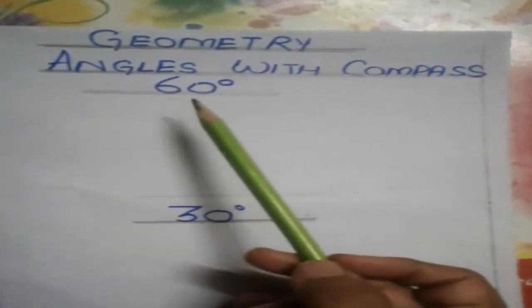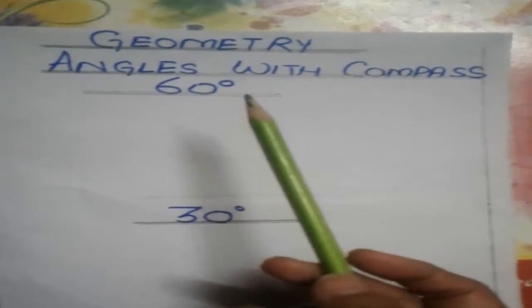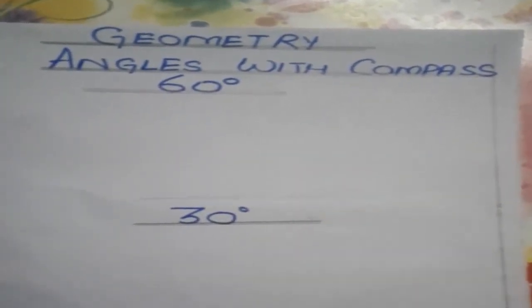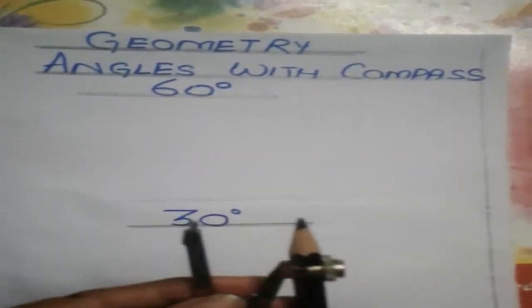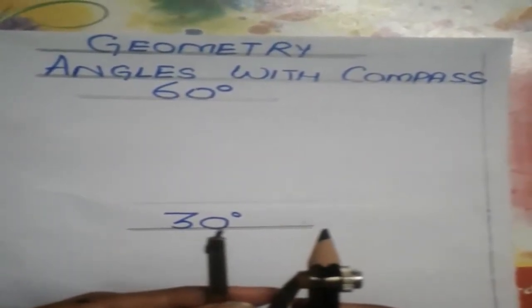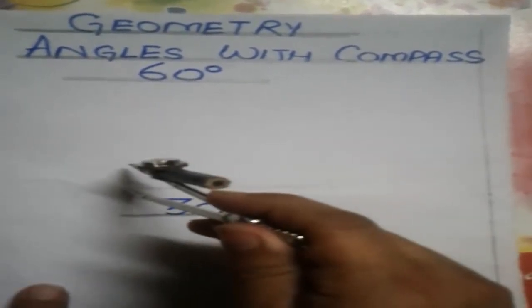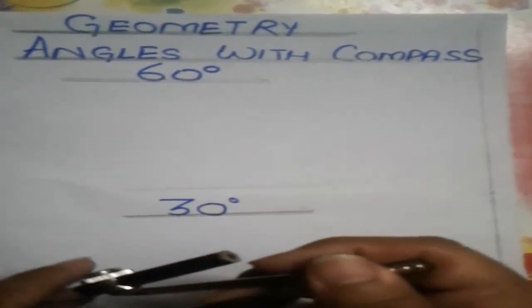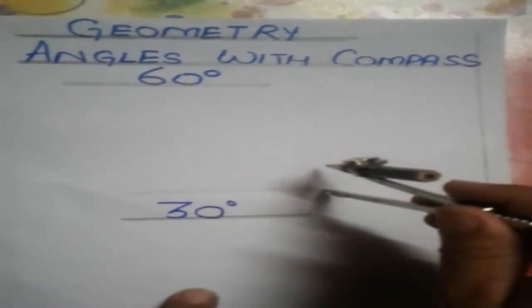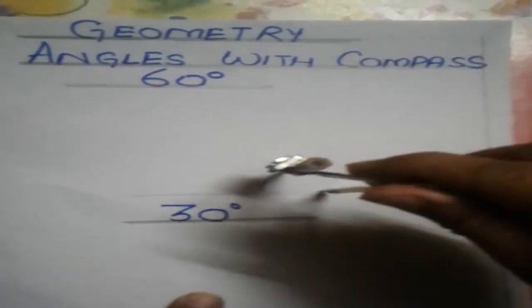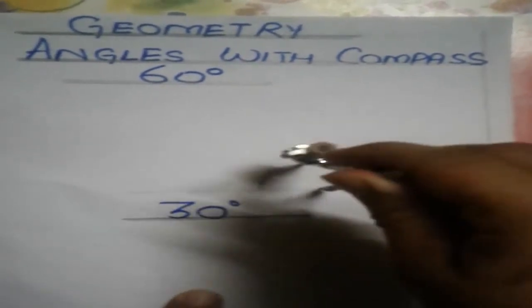Our first angle is the angle of 60 degree. For the angle of 60 degree, first draw a line segment, then open the compass up to 2 centimeter or 2.5 or 3. It's up to your choice. Then put the compass at this point. If you want to make the angle on the left hand side, then put the compass on the left hand side, or if you want to make the angle on the right hand side, then put the compass on the right hand side. Then draw a semicircle like this, right?